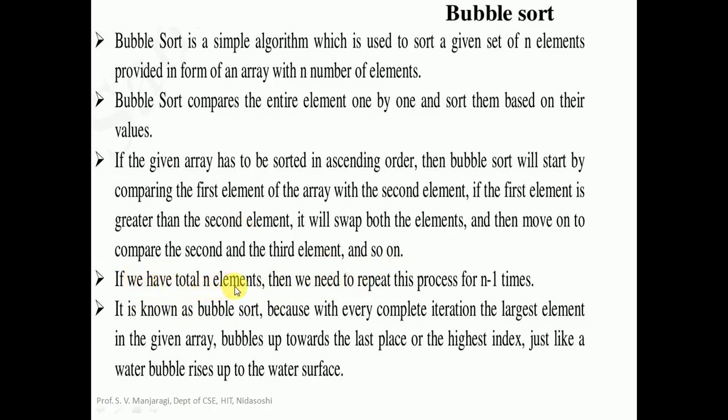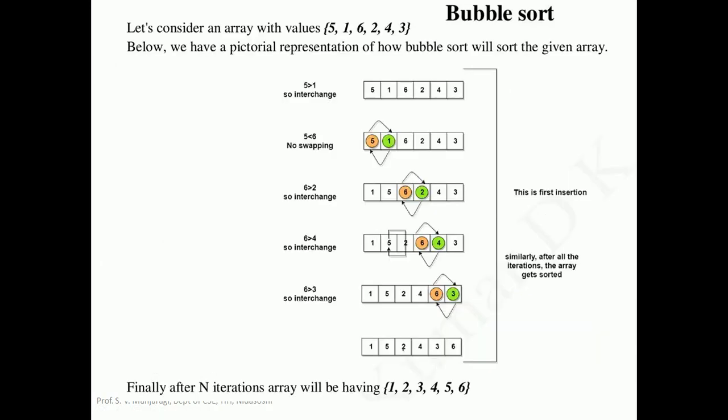If the array has a total of n elements, we have to repeat this process n minus 1 times. So bubble sort makes n minus 1 passes. In each pass, we have to compare the consecutive elements or neighboring elements. And if you find that those two elements are not in the required order, we need to swap. Otherwise, just continue as it is and repeat this for n minus 1 passes. After the completion of n minus 1 passes, all the elements will be sorted in ascending order. So that is the bubble sort technique.